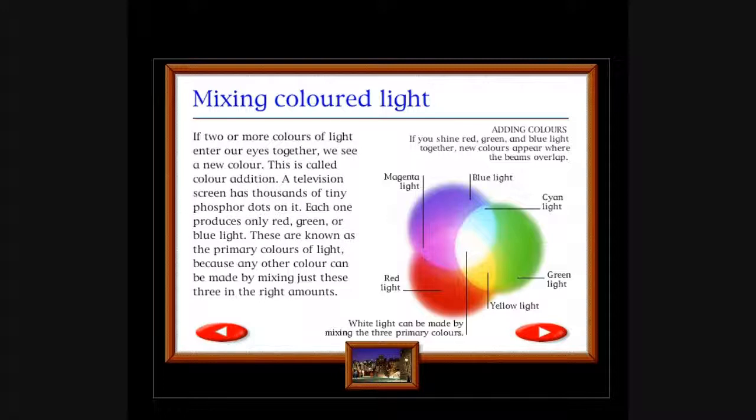White light! So a TV is just blue, red and yellow. Blue, red and green.